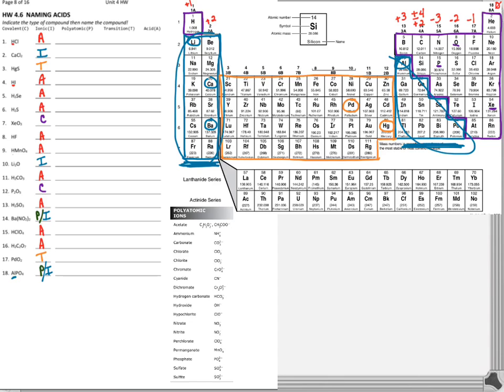So the first one, number 7, again, the rule is you write out the name of the first element. If there's only one, we do not include mono, but then we look at our subscript for my second element, and there's 3. So my prefix will be tri. And then I'm going to use the root word of oxygen, and I'm going to end it with "ide." So here we have xenon trioxide.